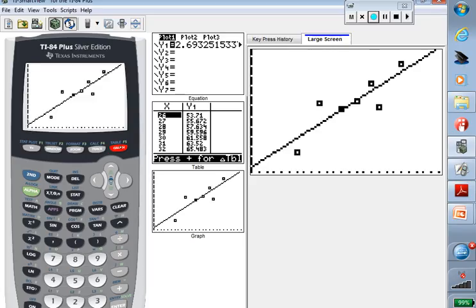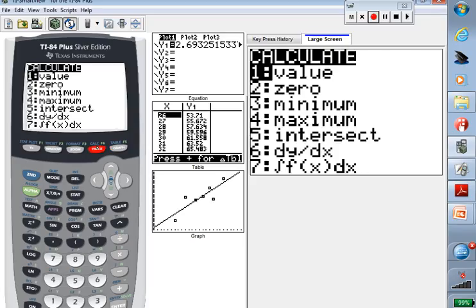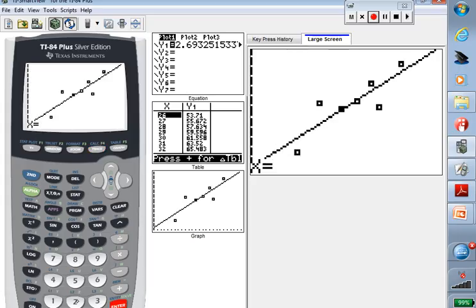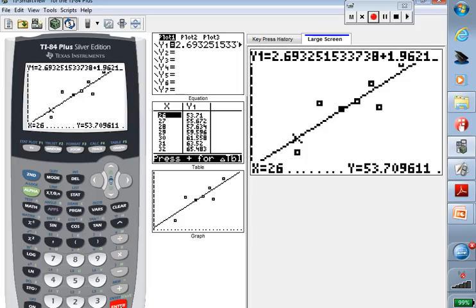You can go to graph. Second trace gives you the calculate menu. We just want a value. And you can proceed to enter in each individual x value. It will give you the y prime value. Your calculator does not label it y prime. It just labels it y. It just sees it as a plain old linear equation.